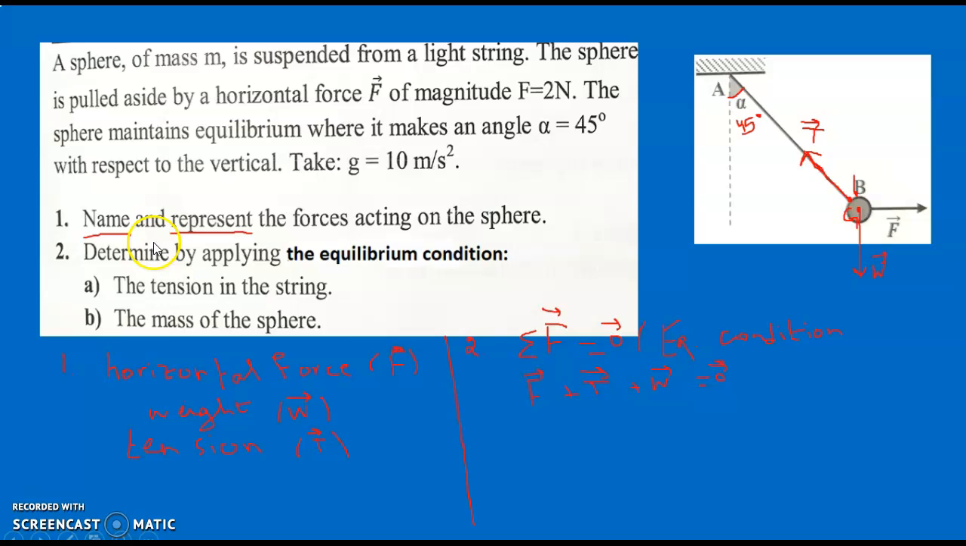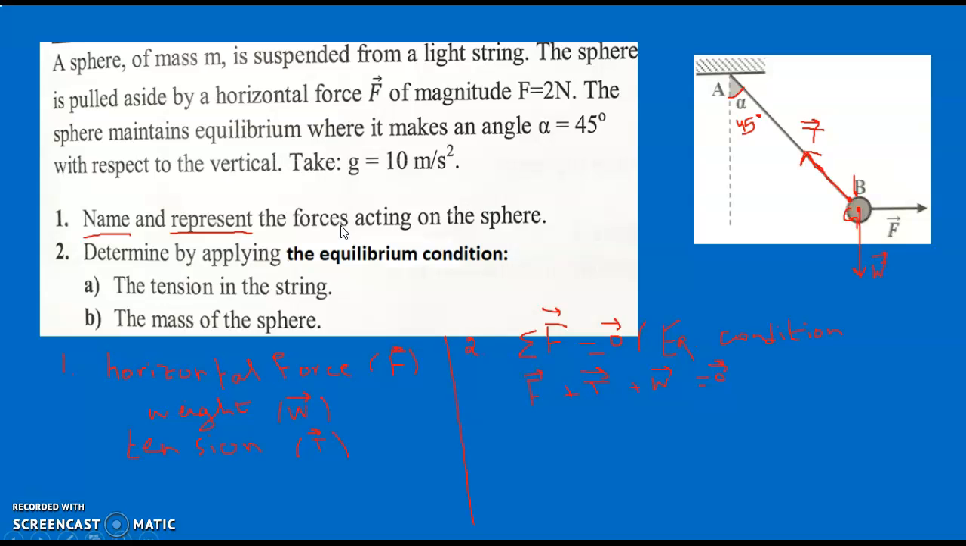When you are asked to name, you have to say the horizontal force because they called it so. And you have to give the symbol between parentheses, F vector. Then write weight, W vector, then tension, T vector. Now, what about representing these forces?